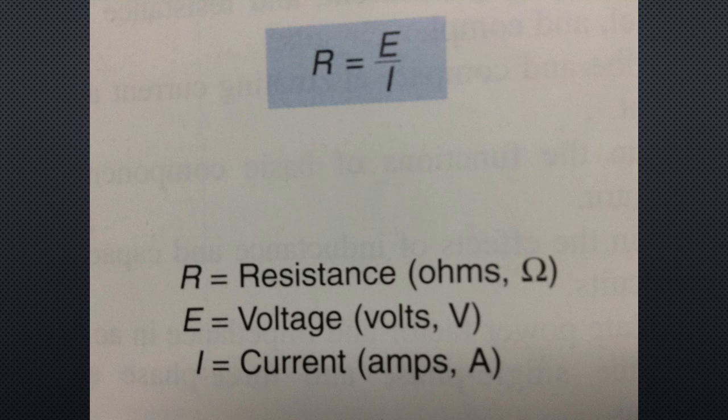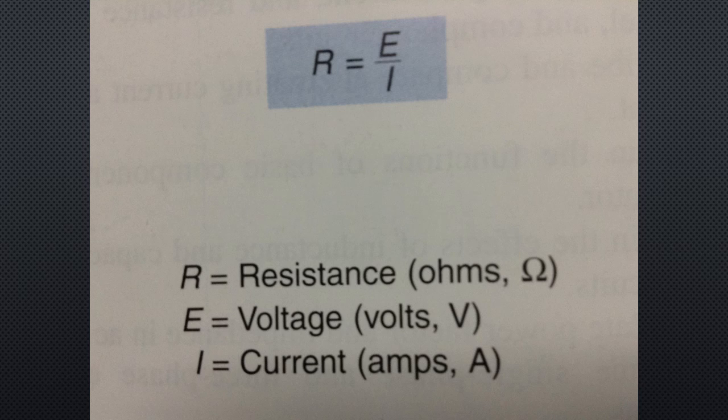Resistance. The opposition to the flow of electrons through a circuit is called resistance and is measured in units called ohms. The symbol for ohms is the Greek letter omega. 1 ohm is defined as the electrical resistance that allows 1 ampere to flow when 1 volt is applied.